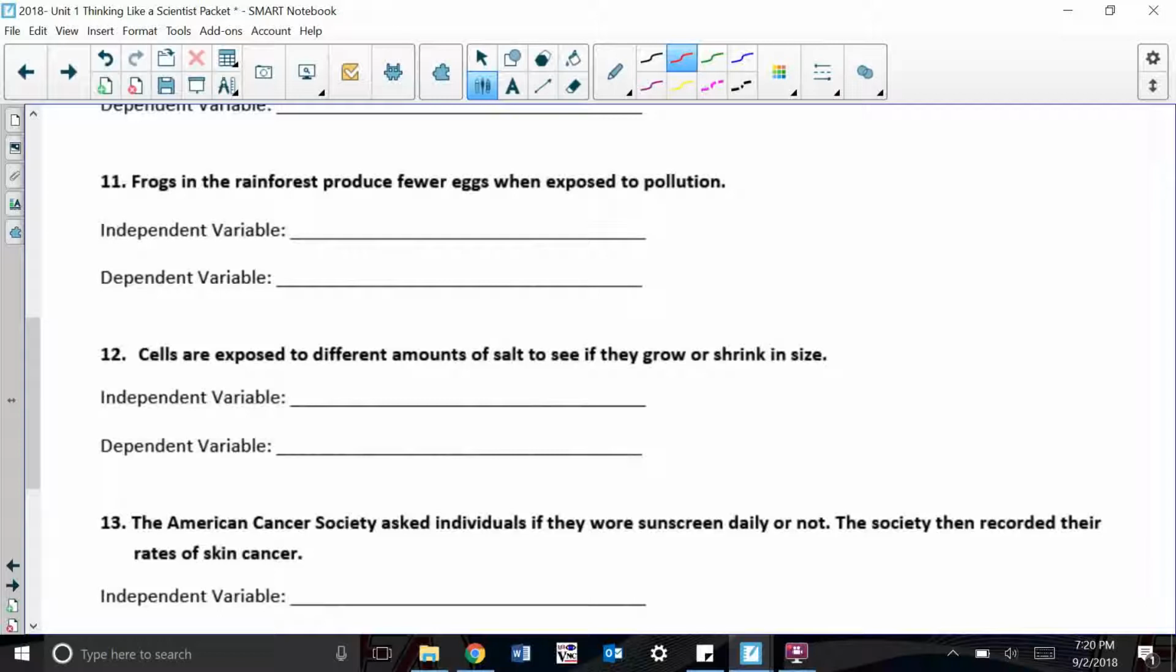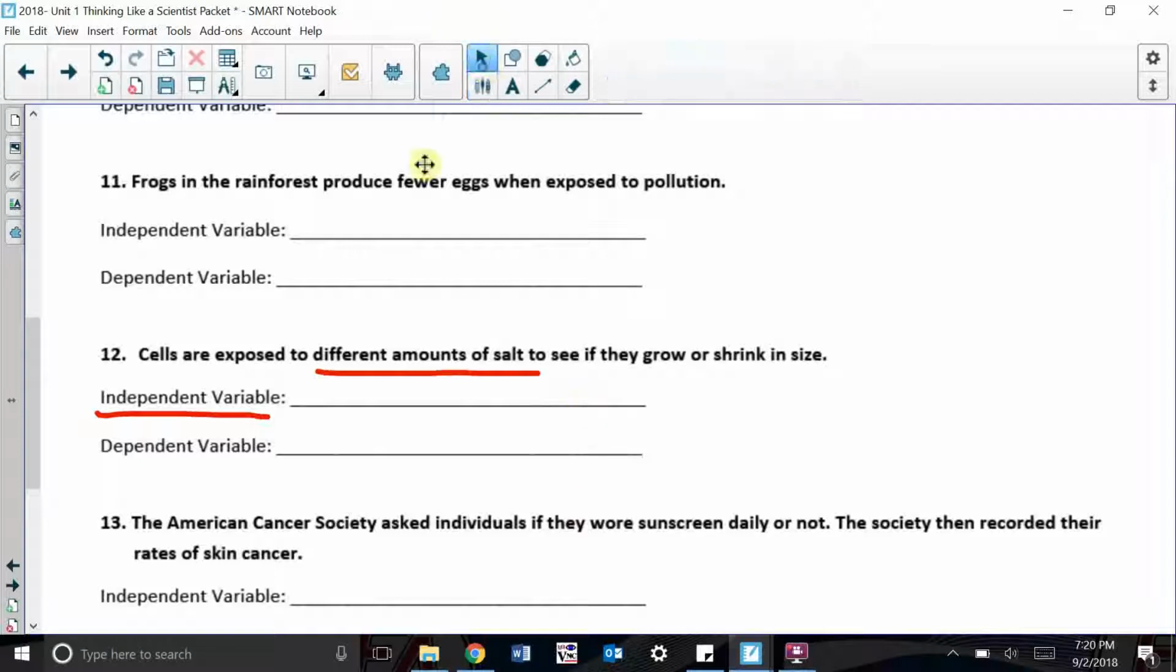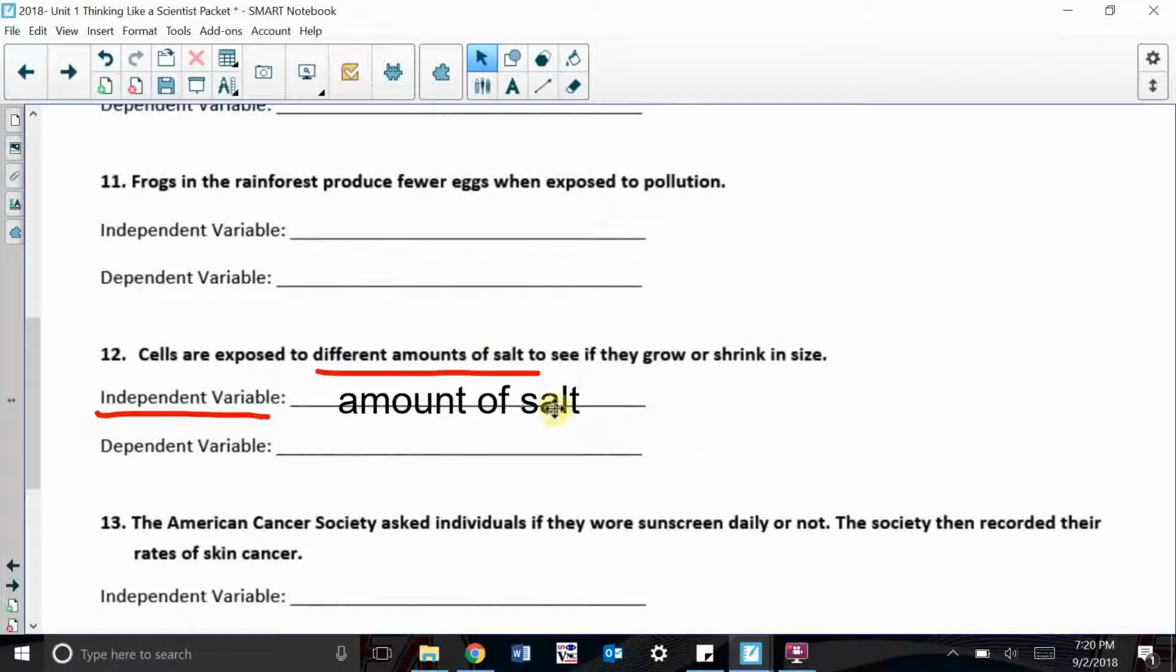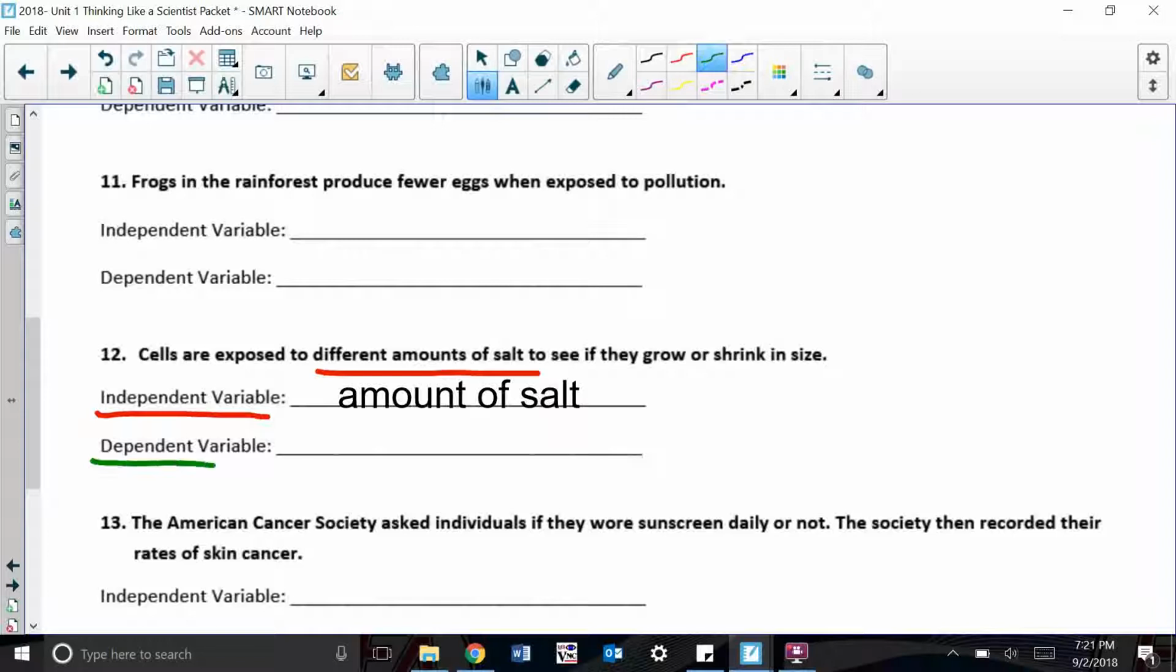Because some people find it easier to find the independent variable. So we have to look at the situation and say, what are we changing in this situation? For independent, remember, independent I change. I'm going to change the different amount of salt that the cells are in. So my independent variable is going to be the amount of salt. You could phrase it how much salt is used, how much salt the cells are exposed to, anything of that nature. And then my dependent variable, what I'm measuring.